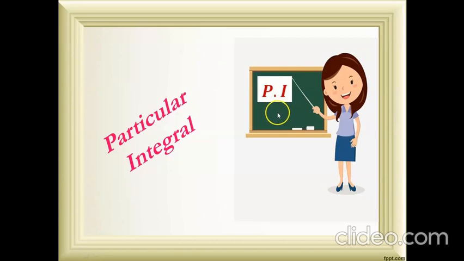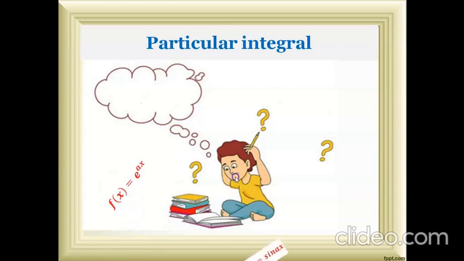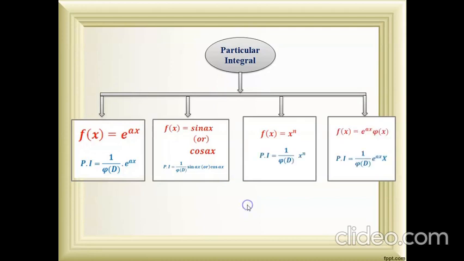Simply, we write it as P.I. In the particular integral, we have many types. We are going to discuss the types of P.I. and how to identify the given problem. In particular integral, we have totally 4 types. The first is exponential form, the second is trigonometric form, and the third is x power n form. The final one is exponential with phi of x. This phi of x may be either a trigonometric term or an x power n term.